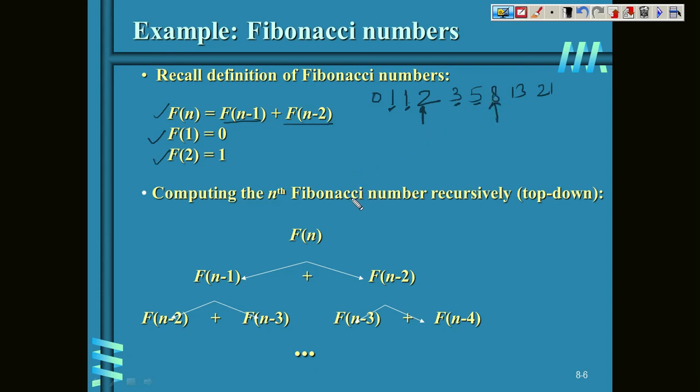So if we look at the top-down approach, we can see that we can represent this as f of n, which can be calling f of n minus 1, f of n minus 2, then f of n minus 2, f of n minus 3, and so on. This is how we can represent our problem by calling it recursively.